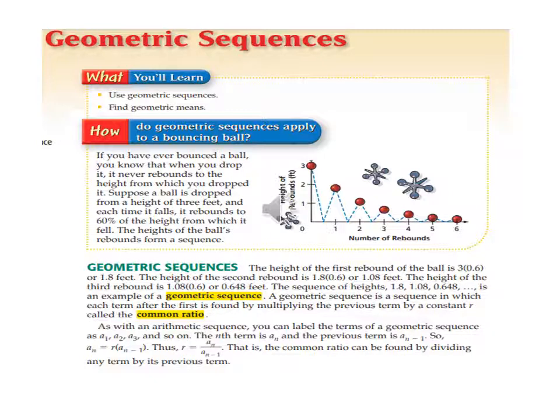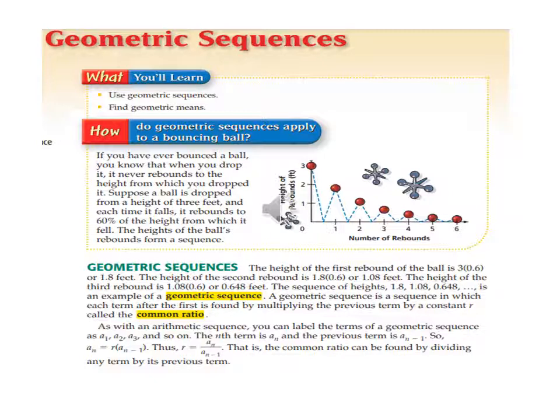As with an arithmetic sequence, you can label the terms of a geometric sequence as A1, A2, A3 and so on. The nth term is A sub n and the previous term is A sub n minus 1. So A sub n equals r multiplied by A sub n minus 1. Thus r equals A sub n over A sub n minus 1.